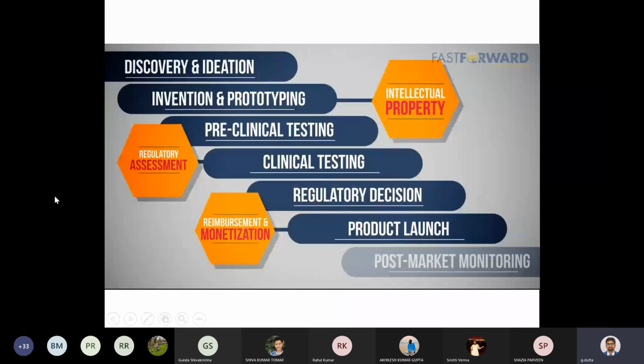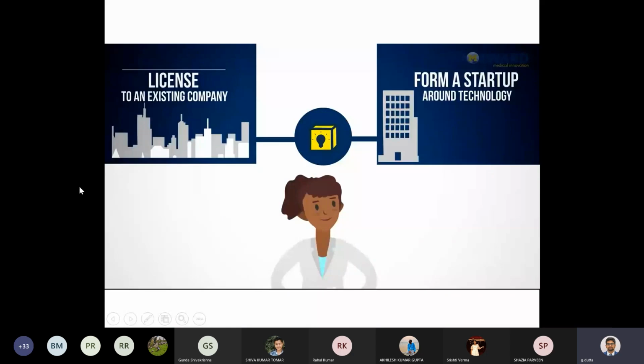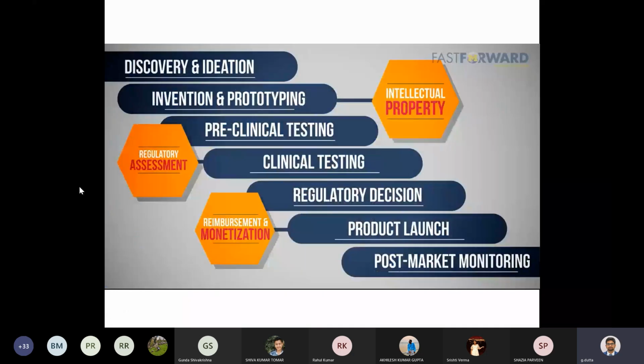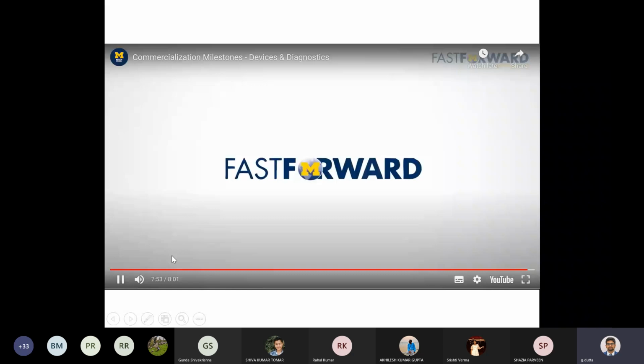Here are two main commercialization strategies: licensing your technology to an existing company or forming a startup around your technology. The decisions made throughout this roadmap, as well as industry trends, will most likely determine your path to market. In this high-level overview, we covered the typical path to market and considerations along the way. If you're interested in learning more, check out Fast Forward.